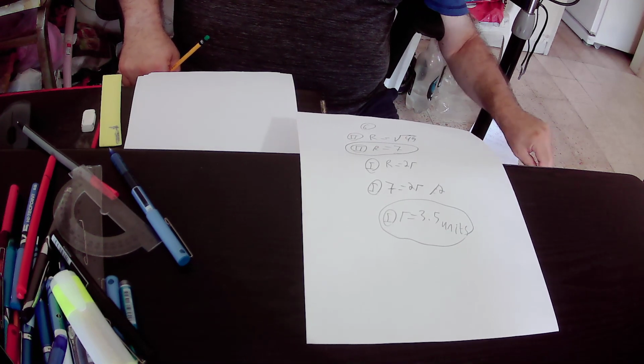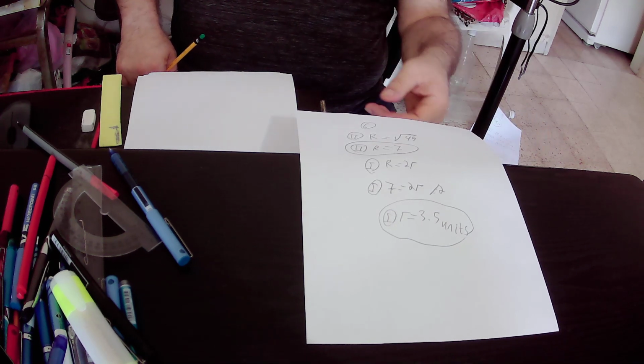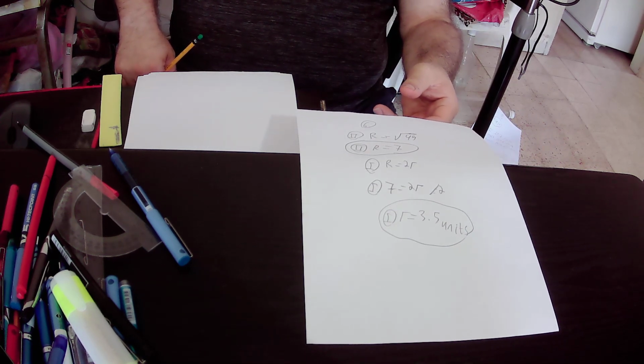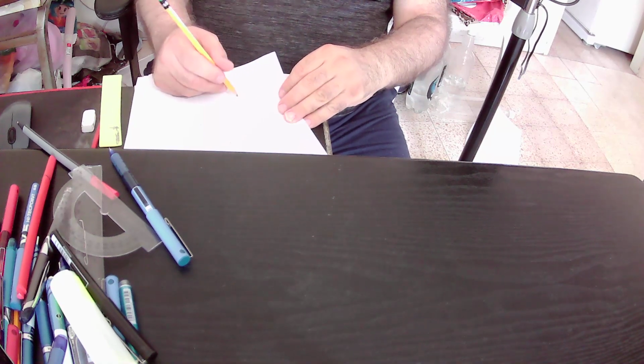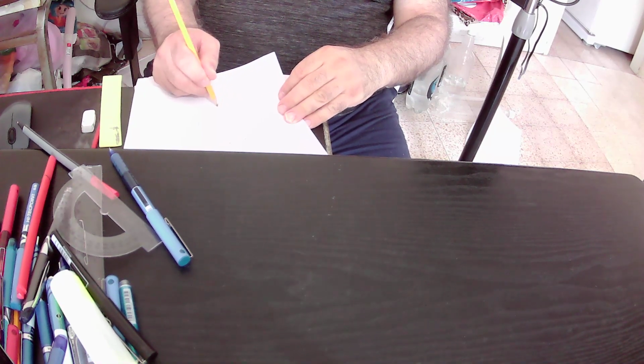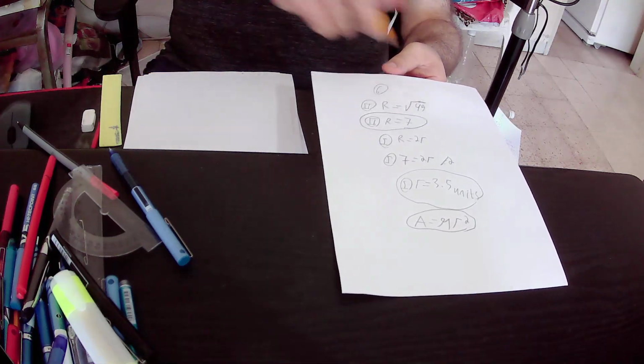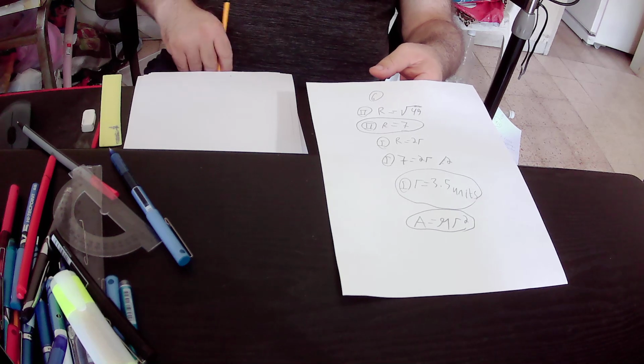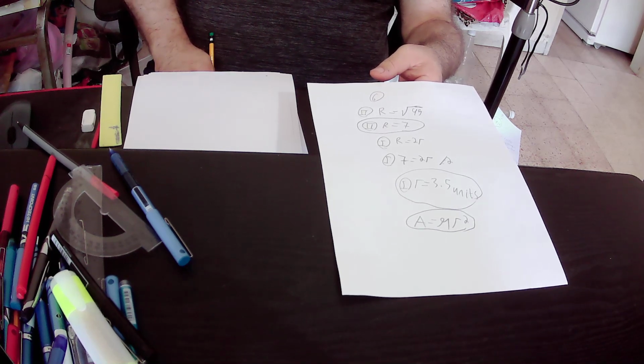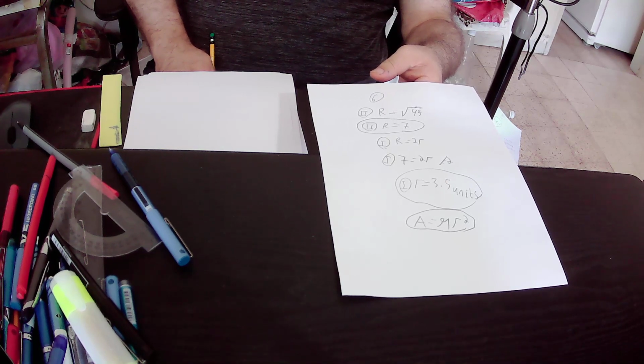The area of a circle is pi times the radius squared. Yes, the area of any circle equals pi times r squared. But we know that r equals 3.5 units, so we can substitute r by 3.5 units.